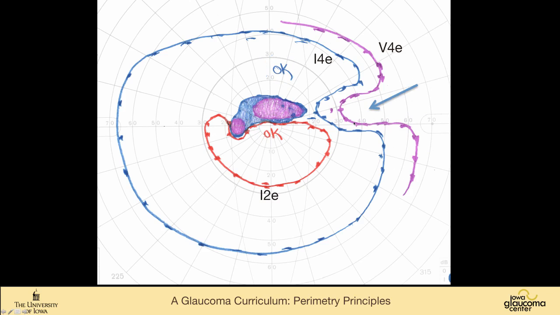This is a nasal step. You can see how it runs along the horizontal meridian for more than 10 degrees, or 2 isopters, more than 5 degrees. And this is a very dense scotoma, so the fact that it's purple means that the 5-4E target, the biggest, brightest target, was not seen in this area. This is blue, meaning that the 5-4E target was seen, but not the 1-4E.